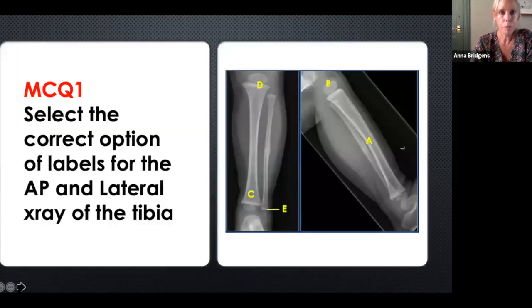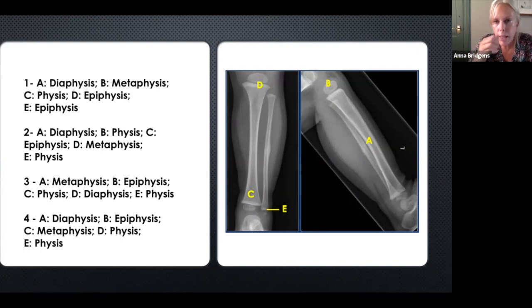Okay, just to get us started, I don't know if you can see all of that because half of my screen is covered by a strip, but there is an AP and lateral of a tibia here, of an immature skeleton. This is the first MCQ. Select option 1 to 4 with the correct annotations, just to make sure that we're all on the same page and we're talking about the same things, and I can gauge where you're at. I'm hoping the answers will pop up in a minute. We'll give it another 10 seconds. I know, it's quite a few words to read there.